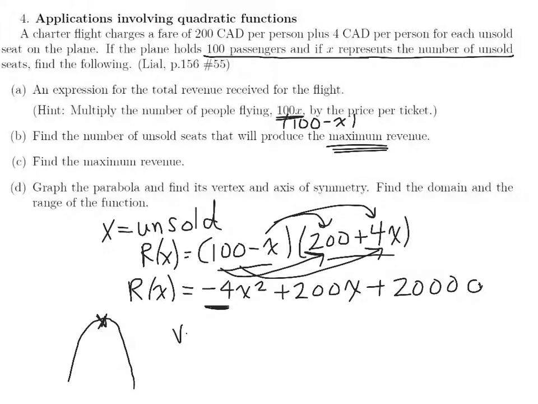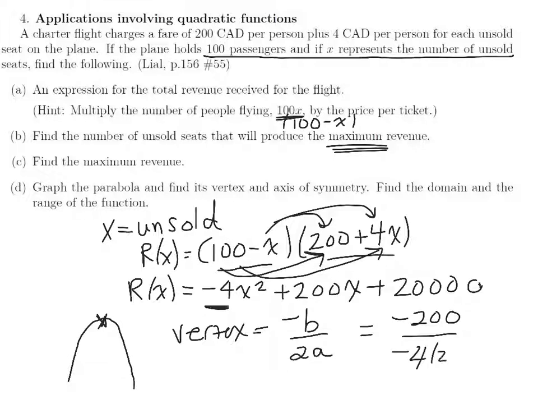And we know that the vertex of a parabola can be found by dividing the negative b, where b is the coefficient of the x term, by 2 times a, the coefficient of the x squared term. So here we have negative 200 over negative 4 times 2, and that's going to leave us with 25 unsold seats that would produce the maximum revenue. So the next part of the question says find the maximum revenue.